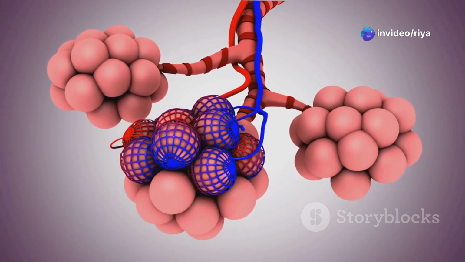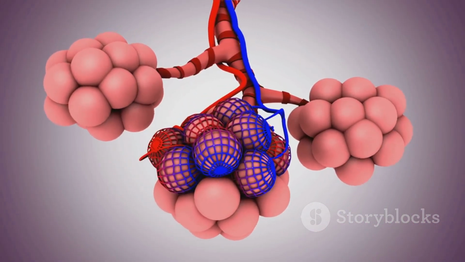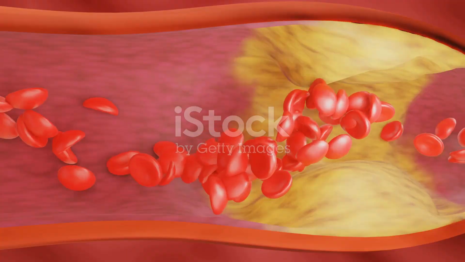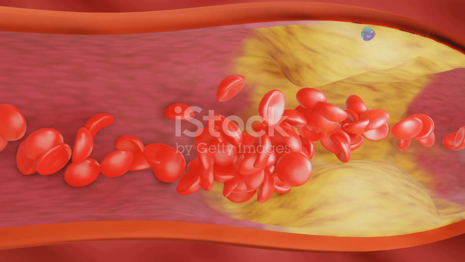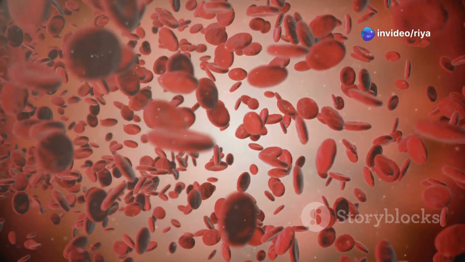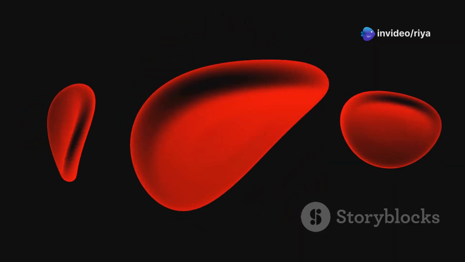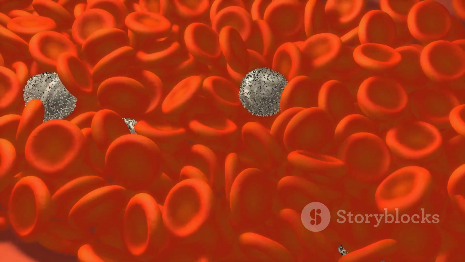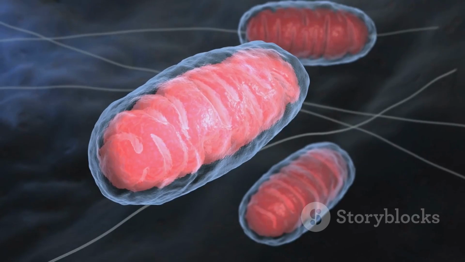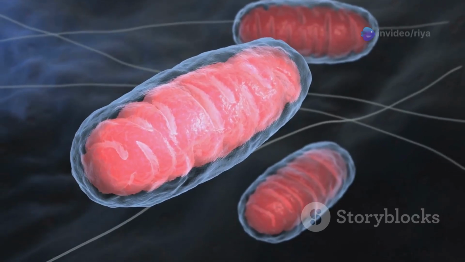Oxygen, once diffused into the capillaries surrounding the alveoli, binds to hemoglobin, a protein found in red blood cells. Hemoglobin acts like a specialized transport vehicle, carrying oxygen to the tissues and cells throughout the body. In the tissues, oxygen is released from hemoglobin and diffuses into the cells, where it's used for cellular respiration, the process that produces energy for our body.